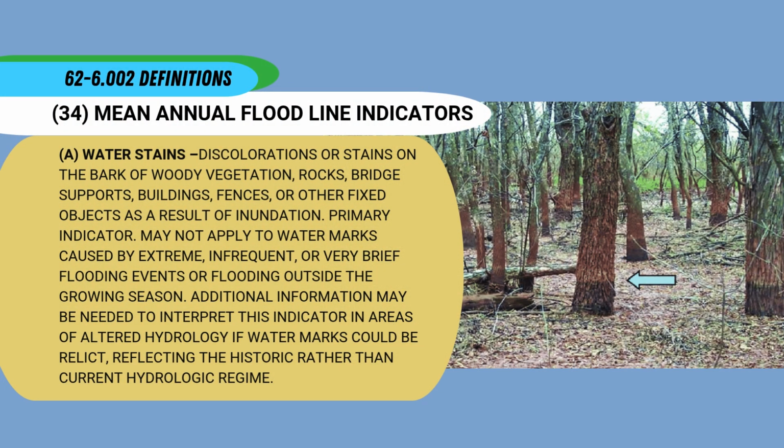Mean annual floodline indicators. A. Water stains. Discolorations or stains on the bark of woody vegetation, rocks, bridge supports, buildings, fences, or other fixed objects as a result of inundation. Primary eye indicator. May not apply to watermarks caused by extreme, infrequent, or very brief flooding events or flooding outside the growing season. Additional information may be needed to interpret this indicator in areas of altered hydrology if watermarks could be relict, reflecting the historic rather than current hydrologic regime.